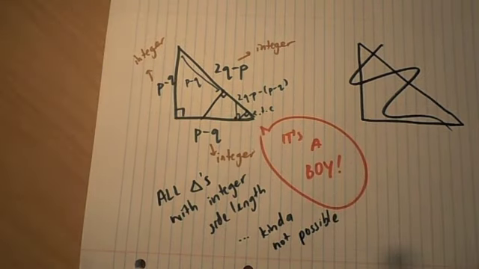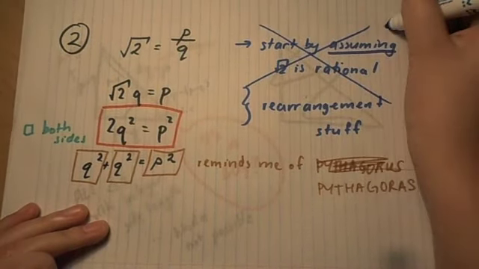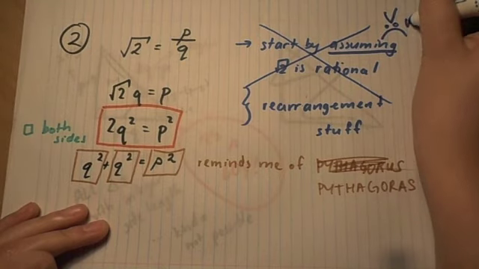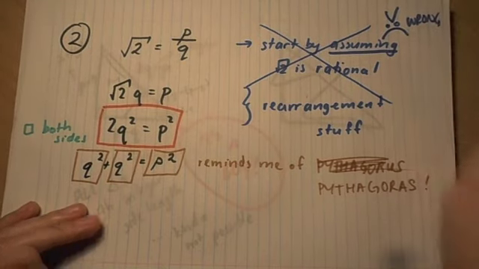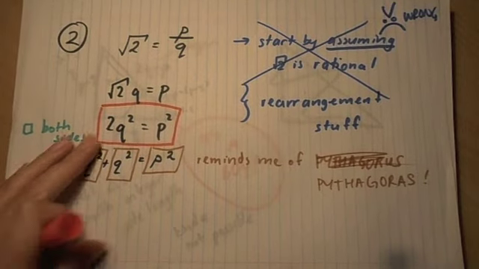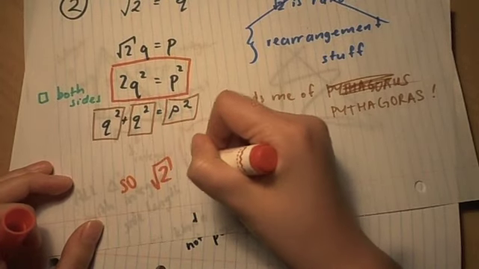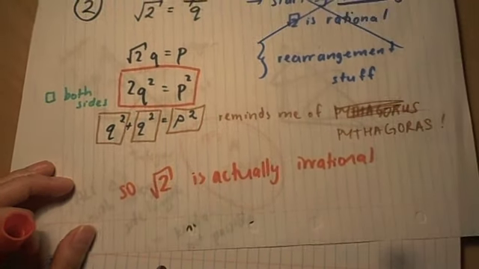So, what have we done here? Have we disproved anything? We kind of have, right? Because we assumed that root 2 is rational. That turns out to be wrong because we got this weird infinite triangle integer side length thing, which means that square root 2 is actually irrational.